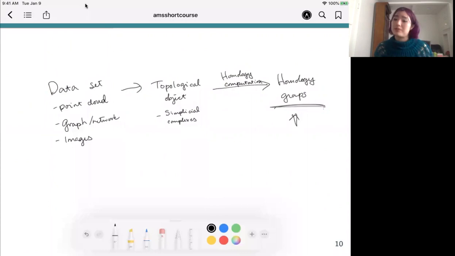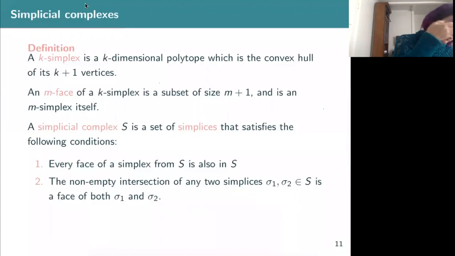Okay. Now I'm going to move into some definitions.